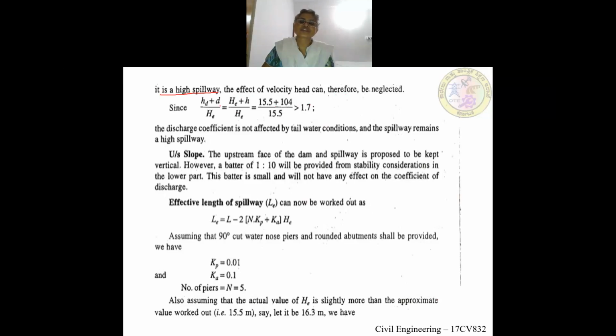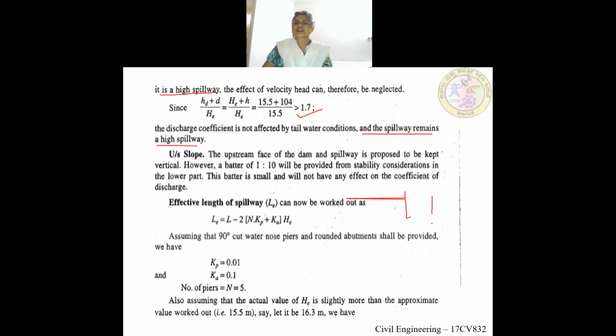We will find out this ratio also. This is in the submergence condition. He plus H divided by He. He we have calculated as 15.5, plus height of the spillway is 104, divided by 15.5. The value is greater than 1.7. If the value is greater than 1.7, again the spillway remains a high spillway and the discharge coefficient is not affected by the tailwater conditions. So the upstream face of the dam and the spillway is proposed to be kept vertical, upstream face of the dam and the spillway both.